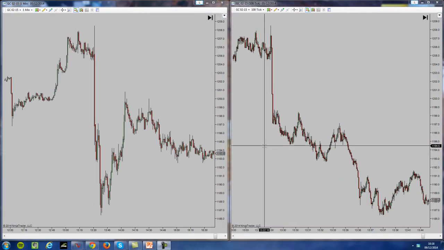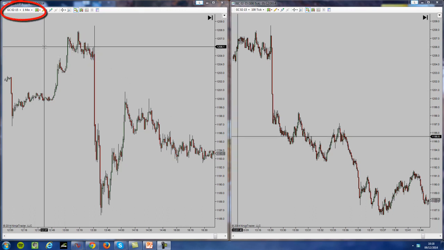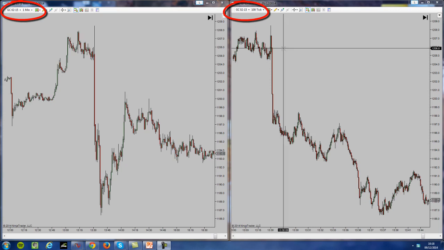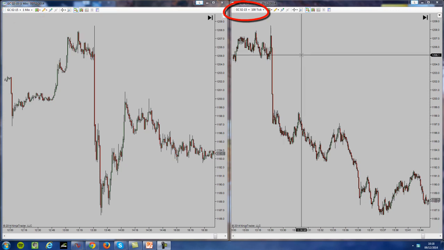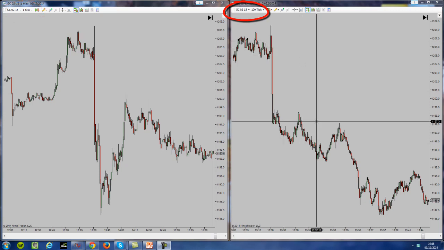So we're on the real charts now, and this was non-farm payroll day, the 5th of December 2014. Now on the left hand side I've got gold as a 1-minute chart, and on the right hand side I've got the 100-tick chart on gold. And just through experimentation I quite like the 100-tick, but you can change the values to anything you want.